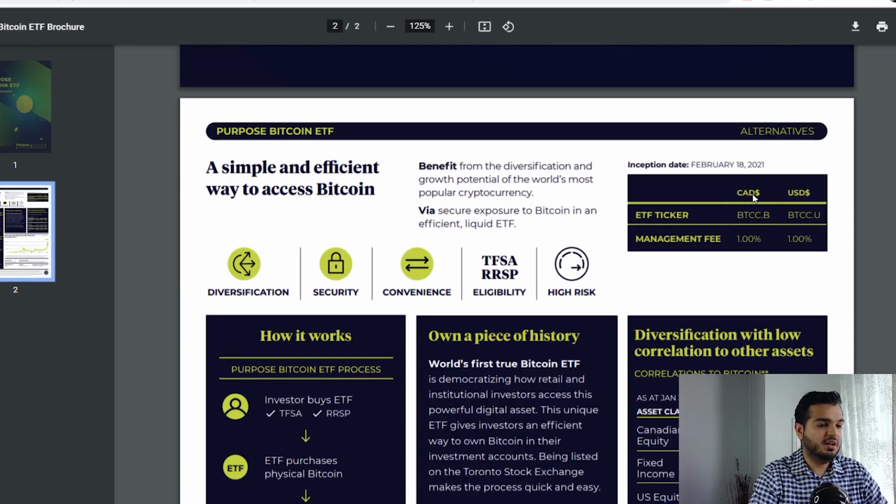So a little bit more about the ETF. The ticker symbol is BTCC.B for Canadian currency and BTCC.U for USD currency. There is a 1% management fee. And one of the benefits, again, you do get security because it trades on TSX, so it is regulated. It is convenient, TFSA and RRSP eligible. And of course, this is a high risk ETF. So if you're not comfortable with that type of risk, this may not be the fund for you. I'll also be covering dividend stocks and other ETFs that are a little bit lower on the risk rating profile.